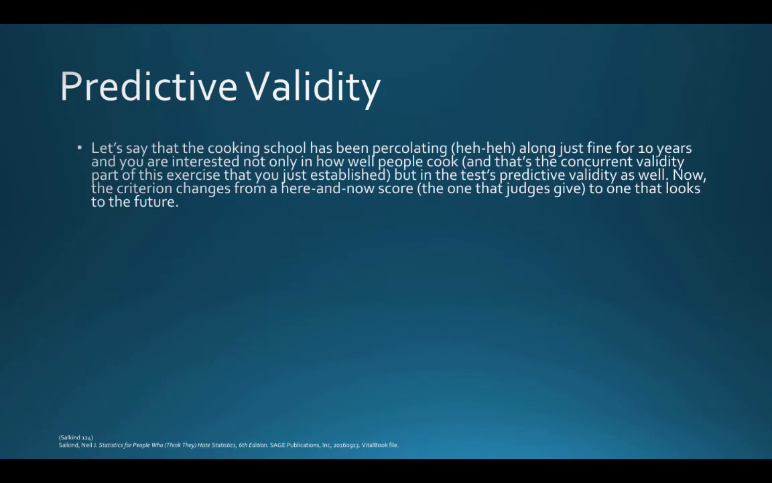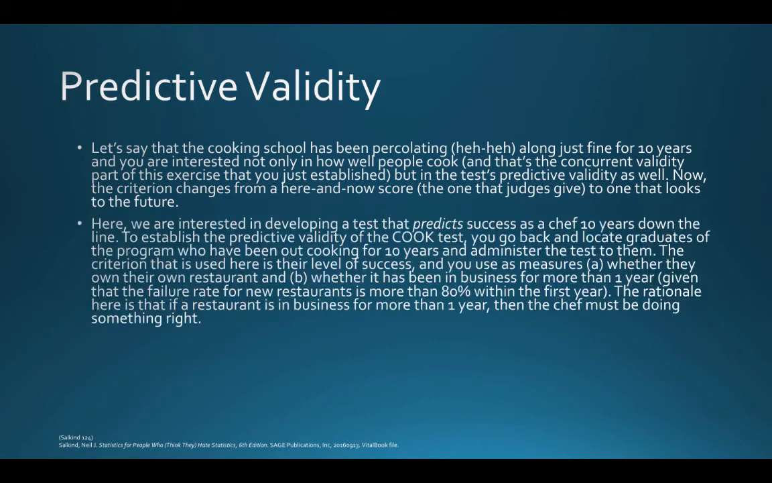Now, predictive validity, okay, let's say you're at that same cooking school, and you're interested to know how well people cook, but in the test predictive validity as well. So now the criterion changes from the one that the judges give to one that looks to the future. So basically, how well do the people who graduate from this school cook? Predictively, do the people that come out of this program produce good cooks?